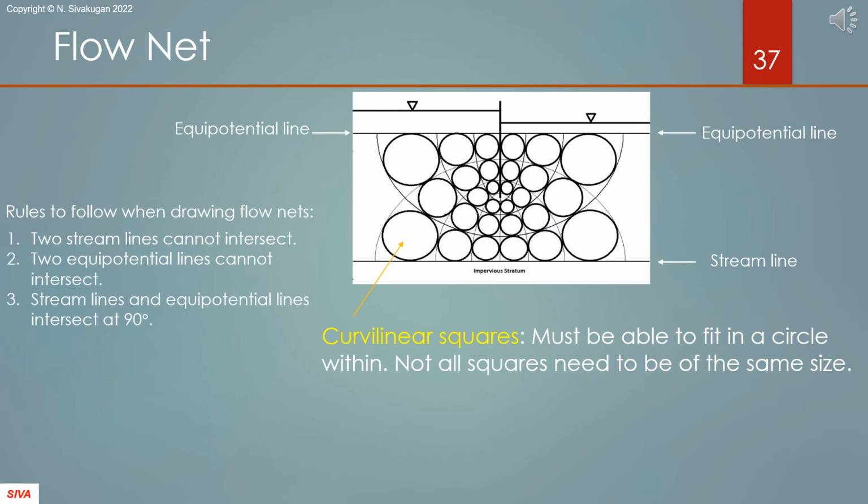Here is the flow net for flow around a sheet pile, generated using a software. Ideally, you should be able to fit in a circle within a curvilinear square, touching all four sides. The circles will be of different sizes. In this example, N_F equals 4 and N_D equals 8.